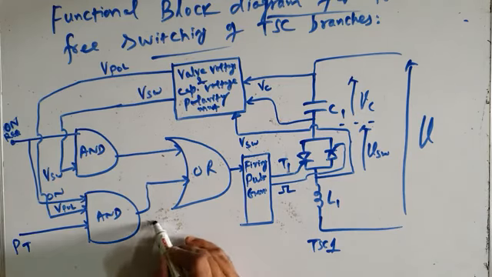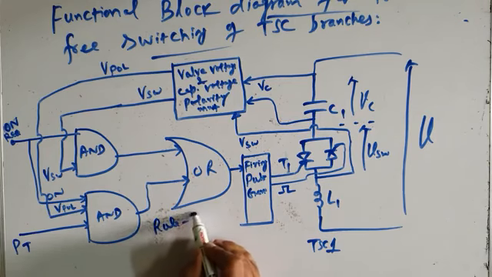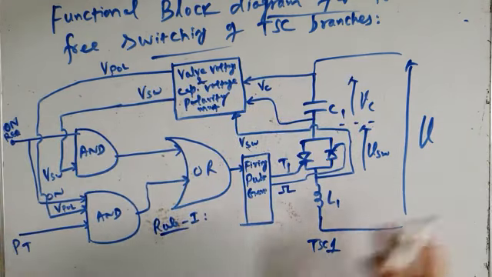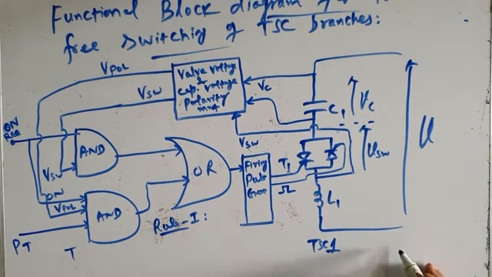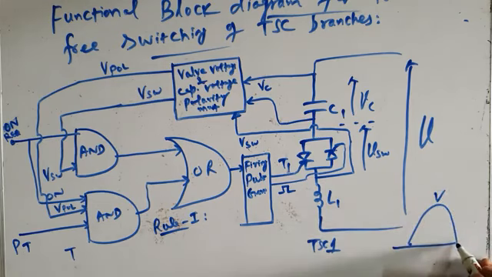Now let us see how rule 1 is followed by this block diagram. Rule 1 says this. I will again draw the diagram for rule 1. This is the peak of the applied voltage.